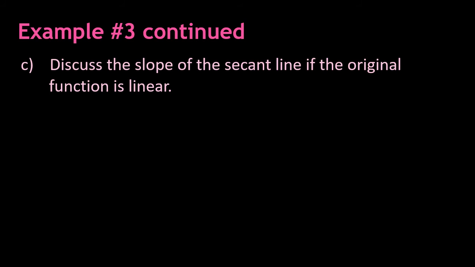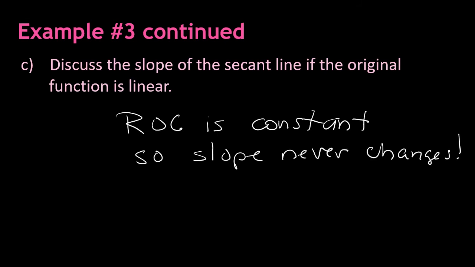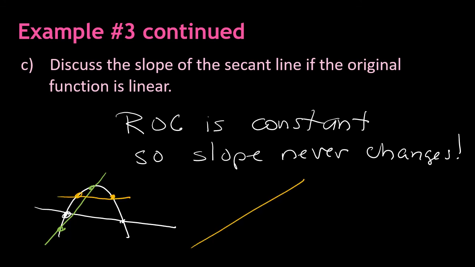Discuss the slope of the secant line if the original function is linear. That just comes down to the fact that rate of change is constant. So the slope never changes. Just remember that's different from the parabola we showed earlier: if you pick this point and this point on your parabola, you get one slope, and if you pick this point and this point, you get another slope. And just for fun, I'm going to pick this point and this point, and you get another slope. So a line has a constant rate of change, and the slope is always going to be the same.